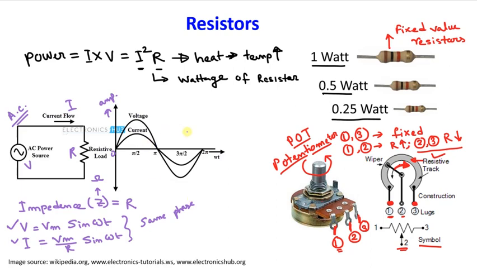If we have to demonstrate the same thing using a phasor diagram, then we have to show it like this, isn't it? Where V and I are in the same phase, no phase difference.